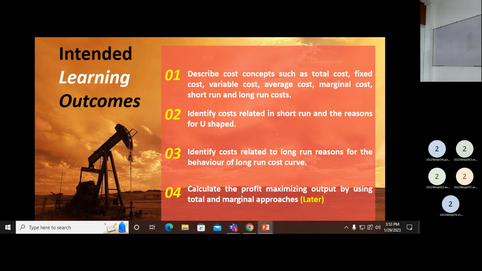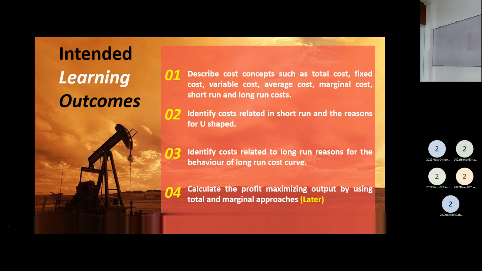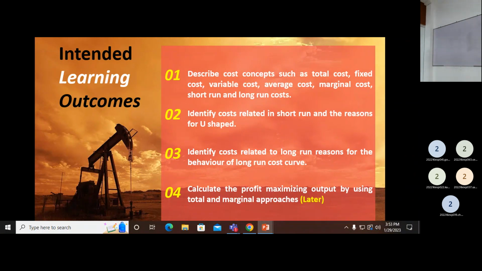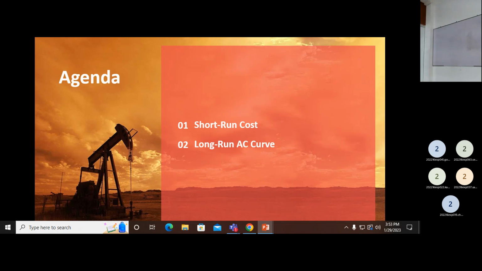Then identify the costs related in the short run and the reasons for the U-shape of such curves, and identify the cost related to long run and the reasons for the behavior of the long run cost curves. And finally, calculate the profit maximizing output by using total and the marginal approaches. I will be discussing that one in your next lesson. That's why I have mentioned it as later, because I believe it matches more with the next lesson. So these are the knowledge areas that you are going to get. This is the agenda, in a very simple way: short run cost and long run cost.